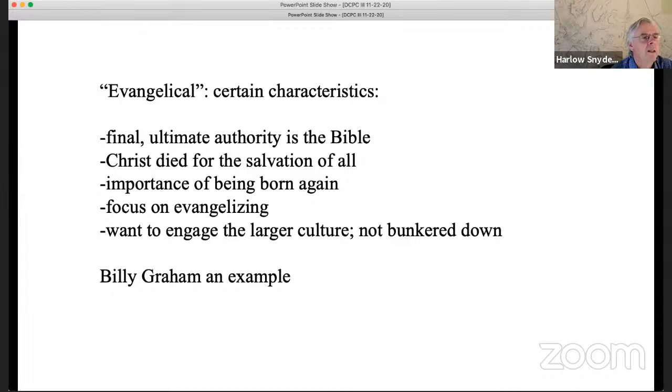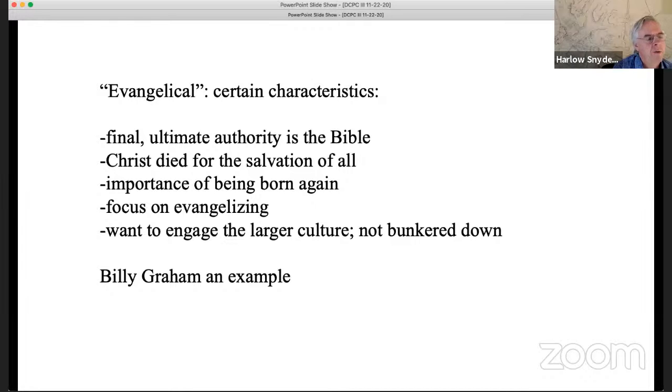Their functioning definition of evangelical has certain characteristics to it. For them, evangelicals believe in the final and ultimate authority that is the Bible. It doesn't necessarily translate into hardcore inerrantism, right? I think it would be a broader category than commitment to the Bible being historically, scientifically, morally, ethically, theologically true in every point of detail. I think it's a broader category than that.